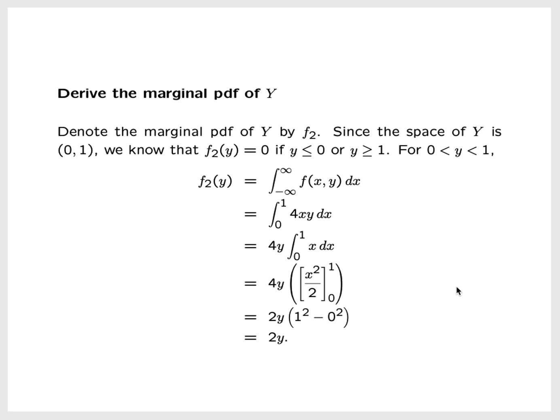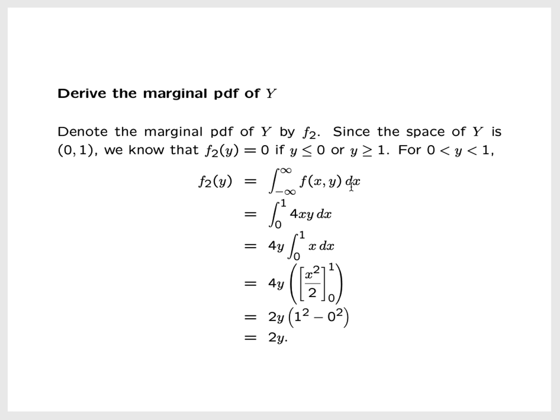Okay, now we're going to find the marginal PDF of y. We'll denote it by f sub 2. Since the space of y is the unit interval from 0 to 1, we know that the marginal PDF of y has got to be equal to 0 for any value of y outside of that unit interval. For values of y between 0 and 1, we're going to obtain the marginal PDF of y by integrating the joint PDF with respect to the variable that we're not interested in, which is x. And we're going to integrate that joint PDF over the entire real line.